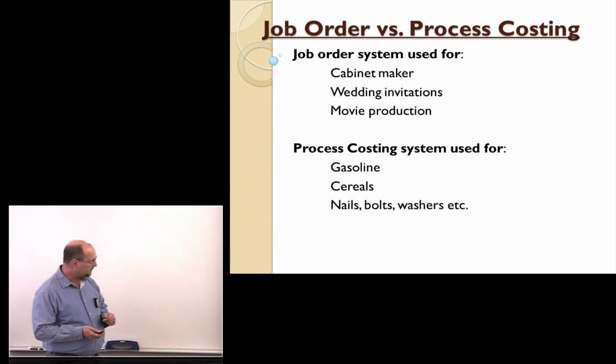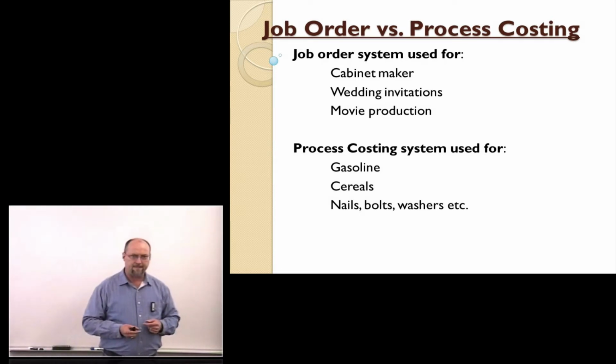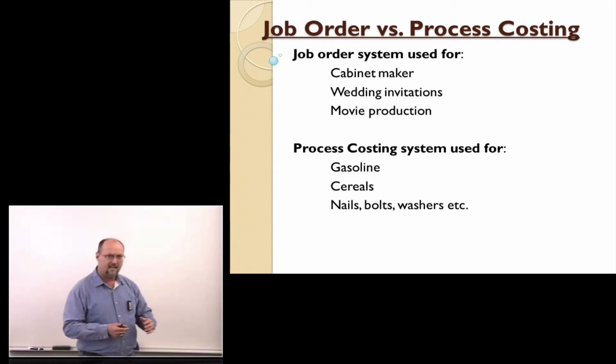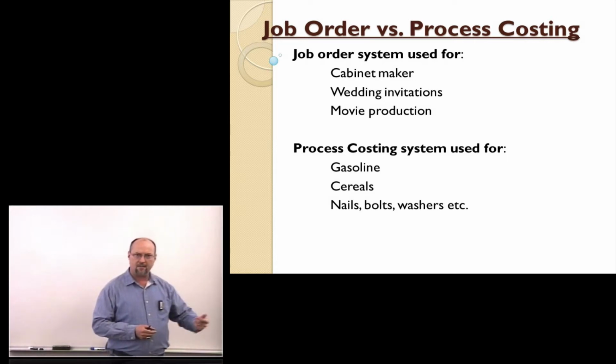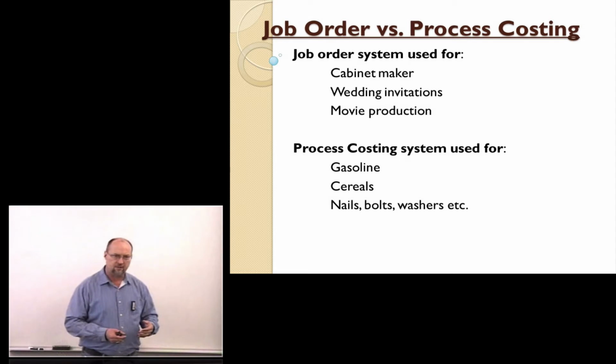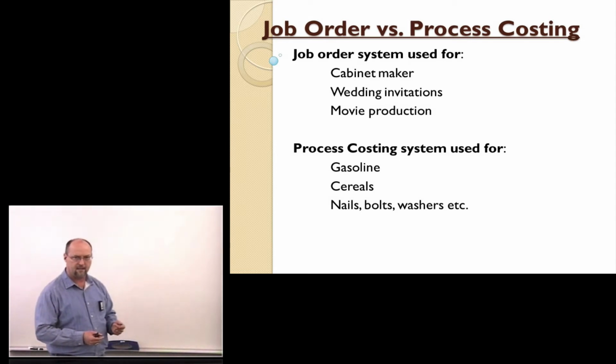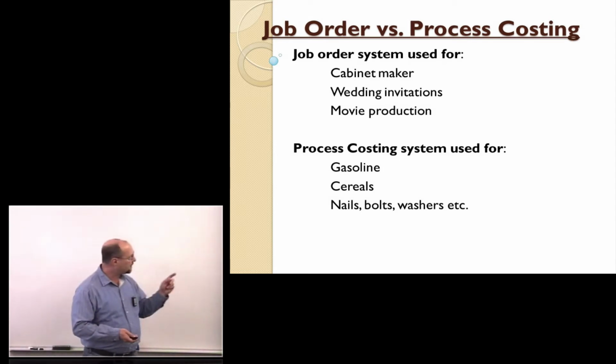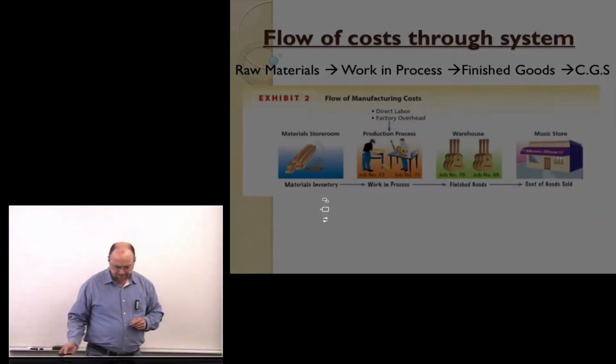Process costing is for companies that manufacture the exact same product day in, day out, month in, month out. And so we use a slightly different method for accumulating costs and determining the cost of our product. This chapter we're going to focus on job order systems.